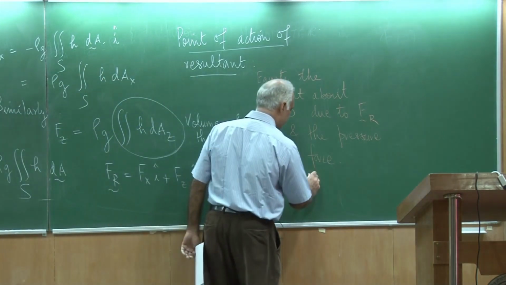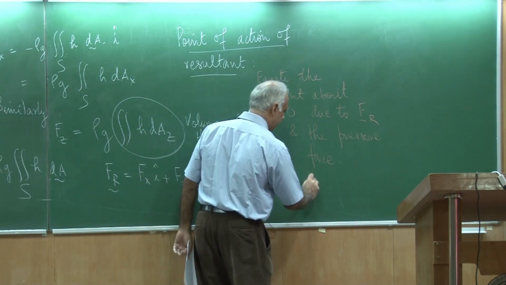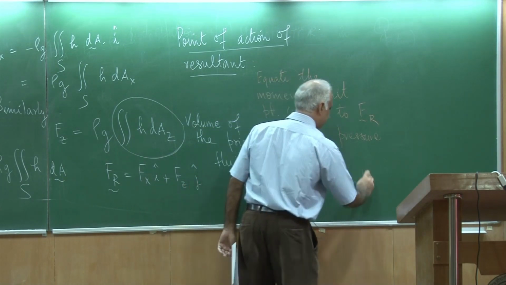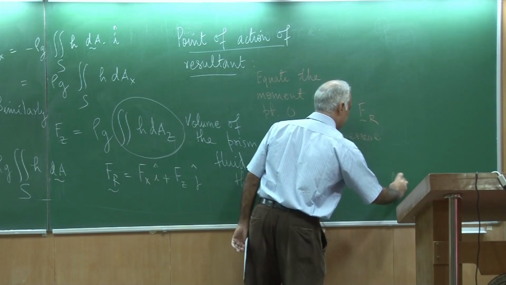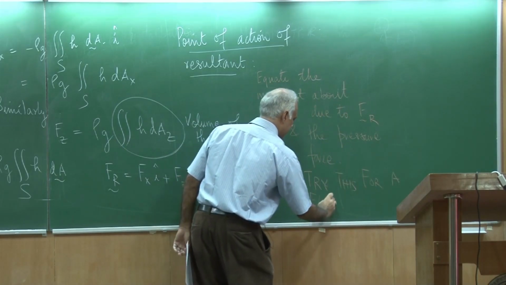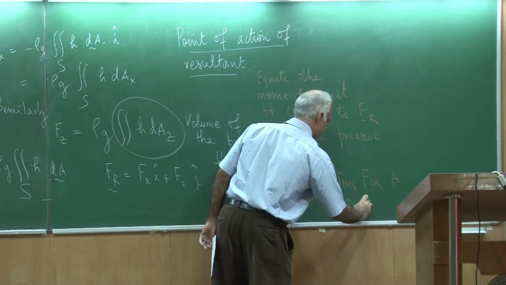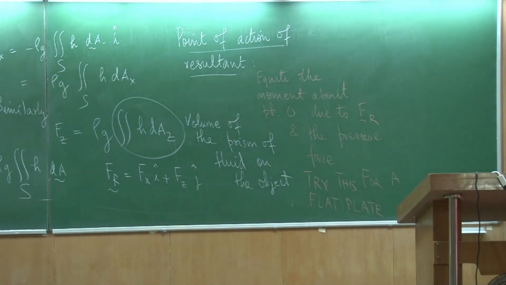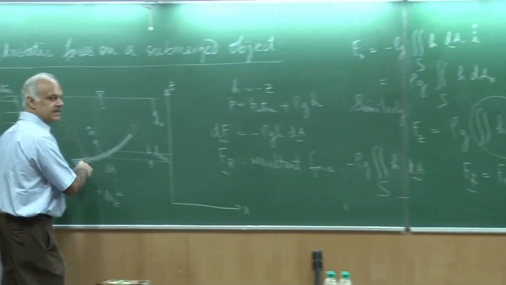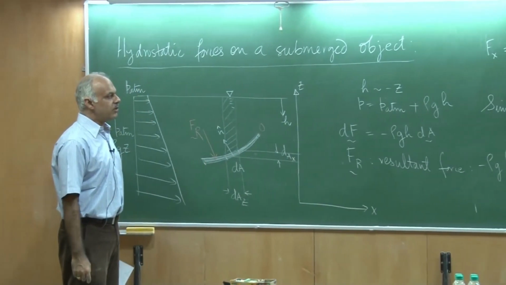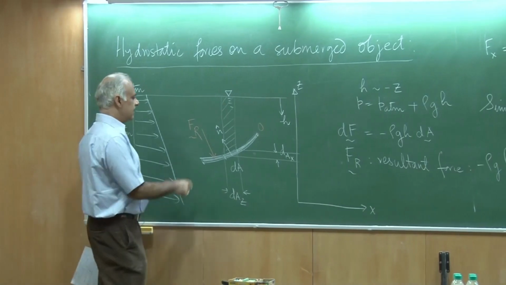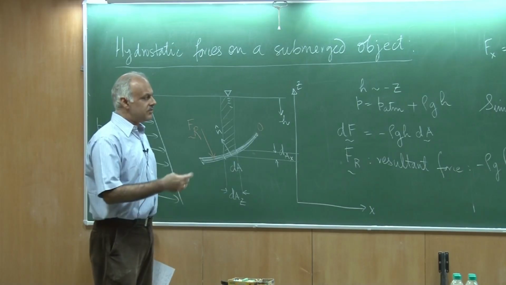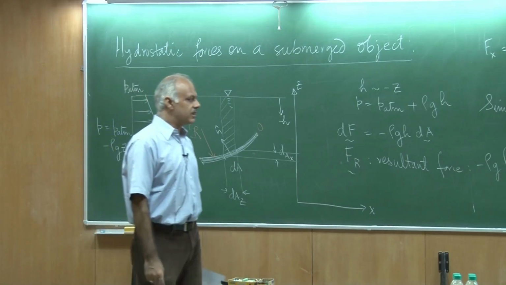I would like you to do this as a home assignment. So, please try this for a flat plate. So assume that this object is a flat plate and then try to find out what is the point at which this resultant force acts. It's rather simple. If it's a curved object, then you will have to work a little harder.